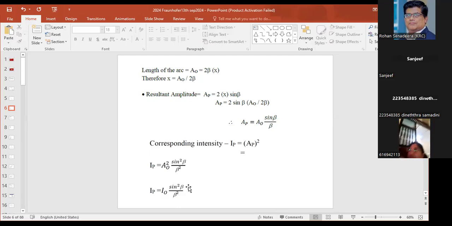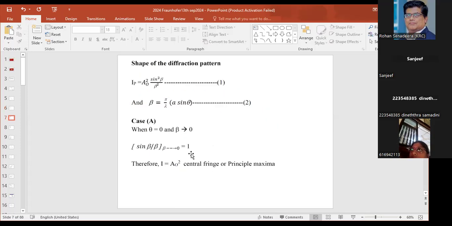Sometimes in past papers we have asked you to use this equation, not to derive it. Very long ago, I think we asked you to derive this one, but this year it is not necessary to derive it. But you should remember this relationship to use it for the mathematical calculations. Anyway, now the intensity at that point, IP, is equal to I naught sine squared beta over beta squared. So let's see what we can do.